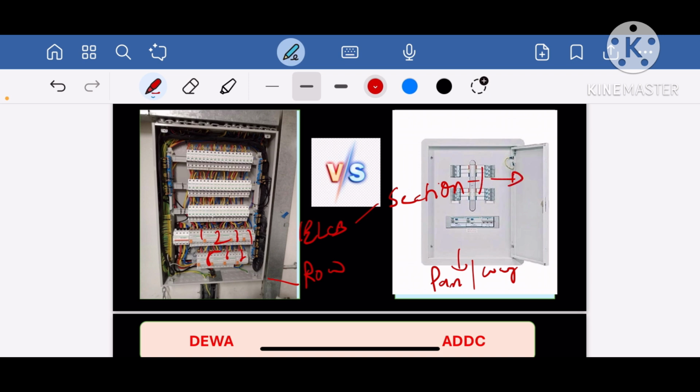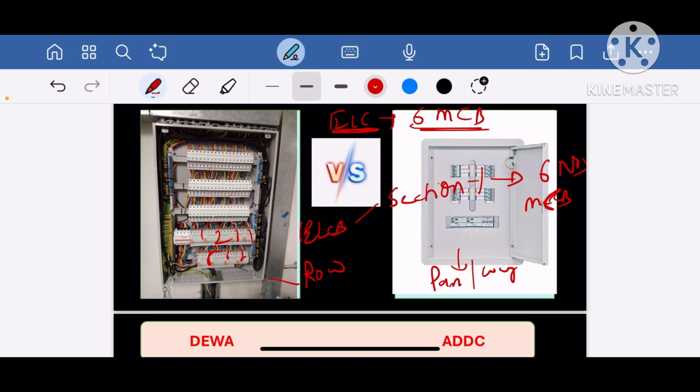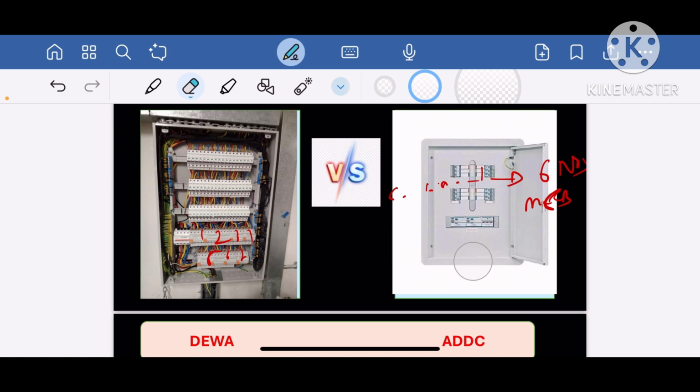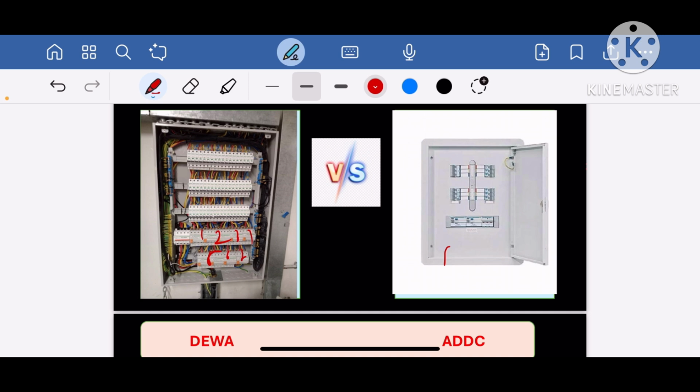Each section should have a maximum of 6 MCBs as per DEWA regulation. Meaning each ELCB can control only 6 MCBs as per DEWA regulation. Now let us see the panel related to ADDC, that is called pan assembly type DB or split way type DB.